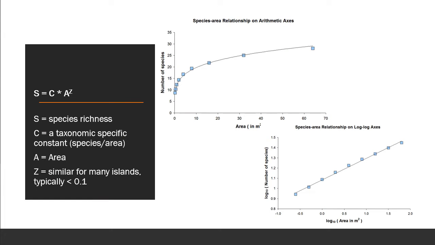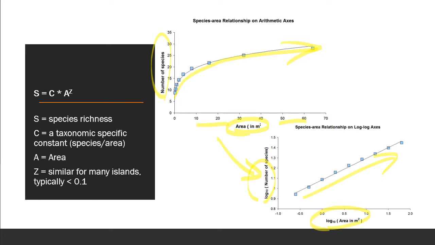If we didn't have the log scales, it would look like this graph at the top, where we have the area on a normal numeric scale on the x-axis and the number of species on a numeric scale on the y-axis, and we can see that it increases, but it starts to level off as you basically get all the species in an area. But when we take that same data and log the area and log the number of species, you get a much cleaner straight line.